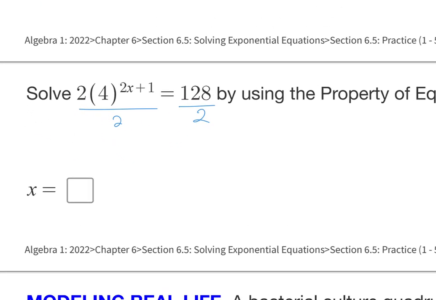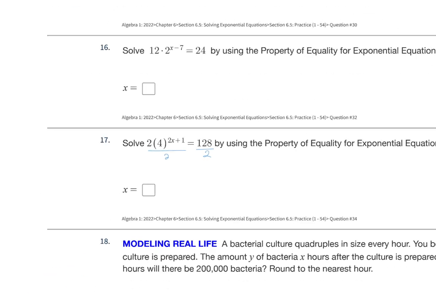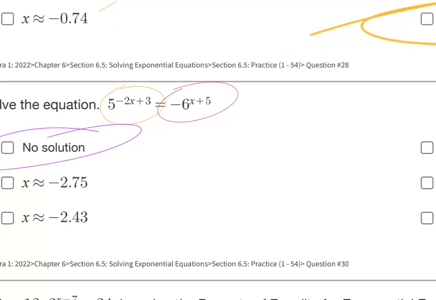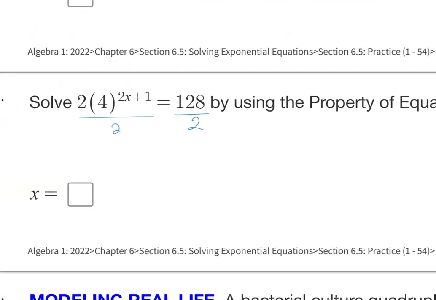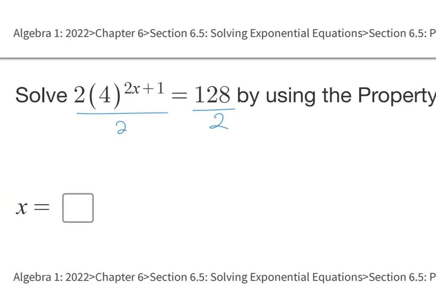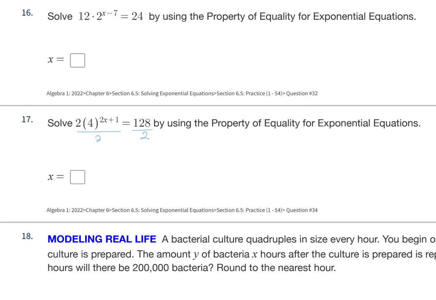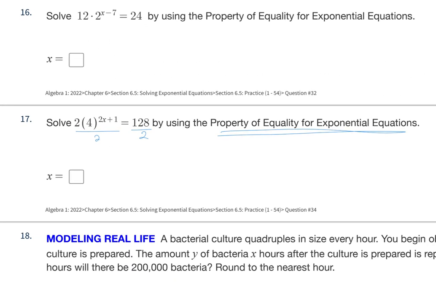Basically, what's going on is we can't solve these unless they have like bases. And if you're like, wait a minute, we could solve these and they didn't have like bases, that's true. You could plug these into Desmos and do it, but that's not what we want you to do. So we want you to be able to solve them. I mean, look, by the property of equality for exponential equations.